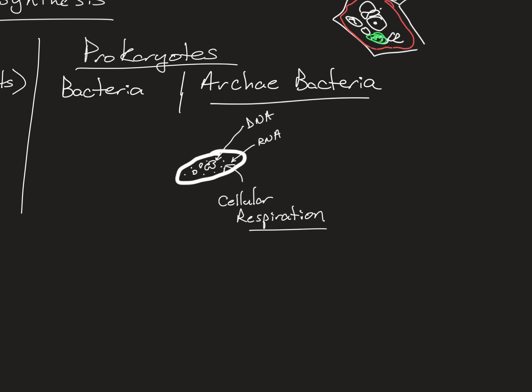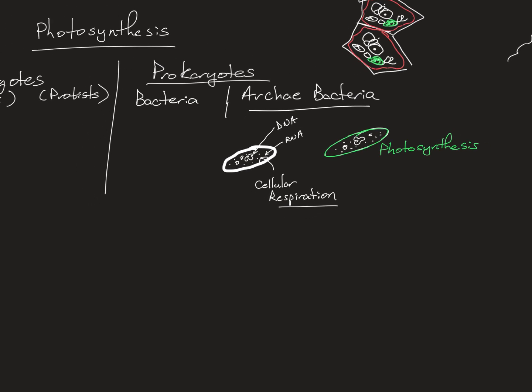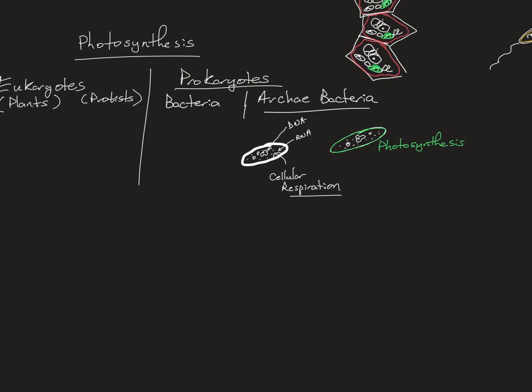Some bacteria can do photosynthesis. They do not have chloroplasts. They have the smaller circular DNA. They have ribosomes, and then they have the chemicals and enzymes necessary to do photosynthesis. And they can also do cellular respiration, by the way. They can do both.